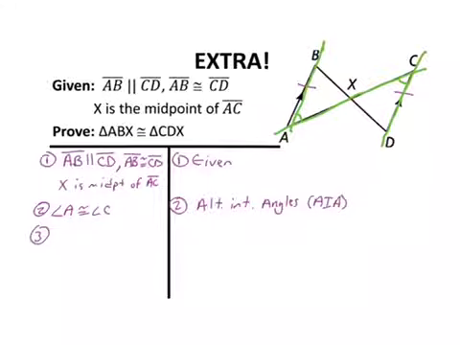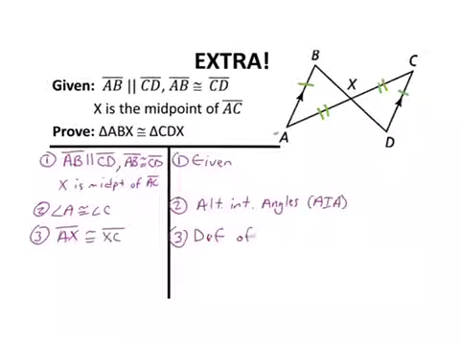In addition to that piece of information, we are also provided in our given statement that X is the midpoint of AC, which means that AX and XC should be equal, because that is the definition of midpoint. It's the point in the middle that creates two congruent segments. So AX is congruent to XC, definition of midpoint.